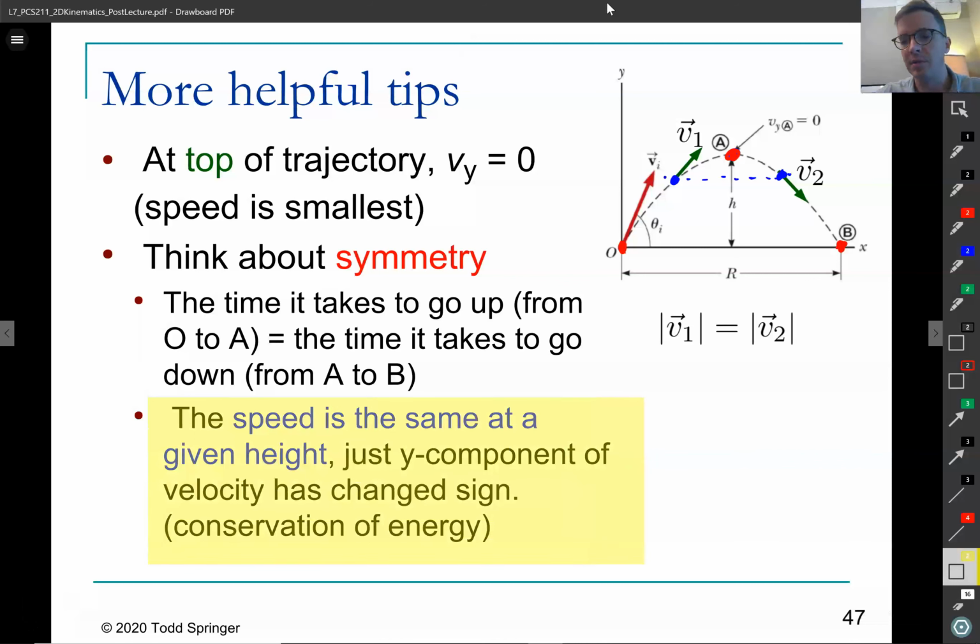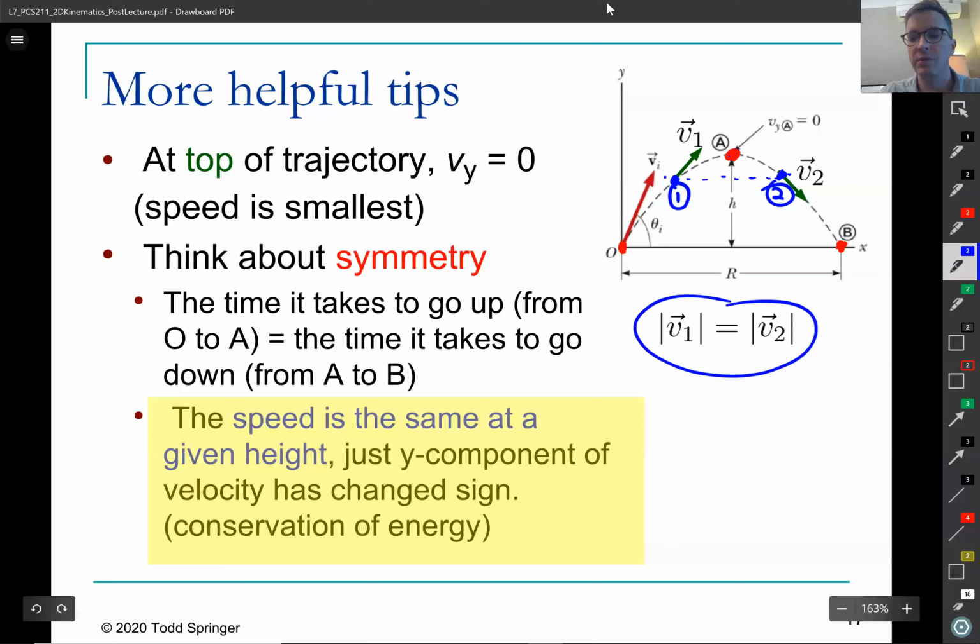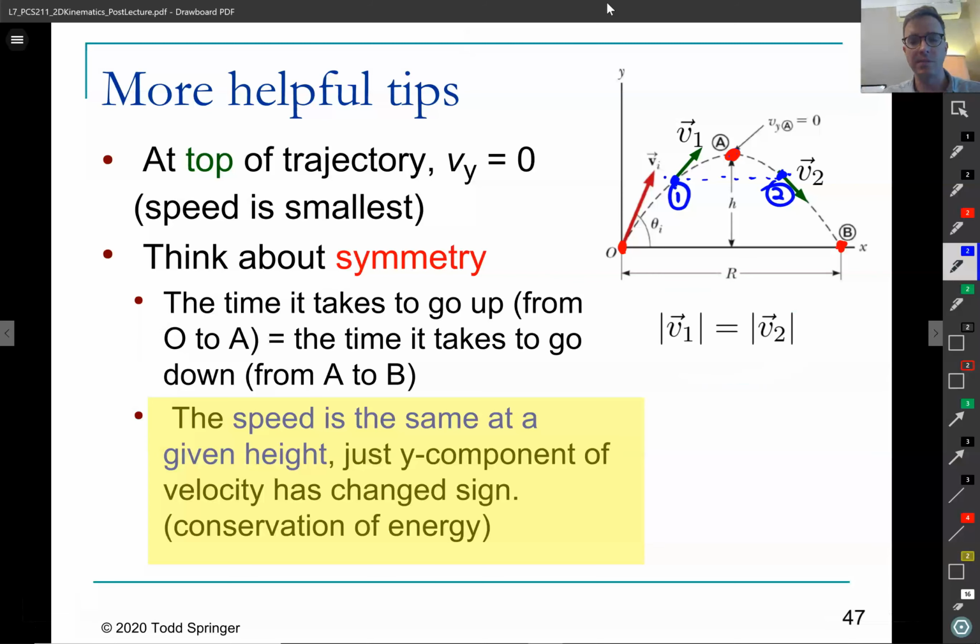So at the blue point here, if I call it 1, and the blue point here, call it 2, the speeds of the object at those 2 points are the same. Of course, the direction is different, but the speed is the same.